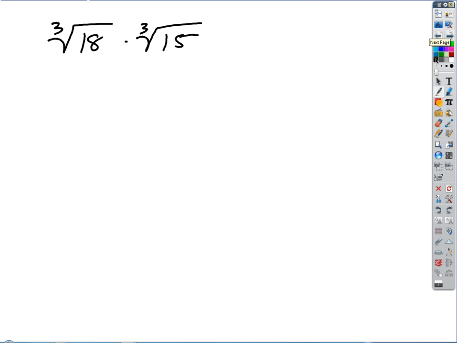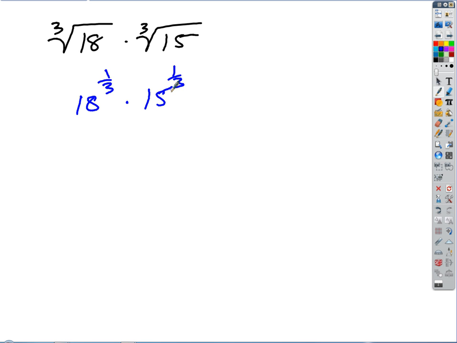Okay, what about this one? Now, before you jump into this, take a second and think about it. I've got several options, but let's try to pick the best one. What do you think? You could make them into 18 to the 1/3 times 15 to the 1/3. Okay, that's a good idea. Let's keep these separate. If I've got 18 to the 1/3 times 15 to the 1/3, those are like exponents, which really just correspond to roots, doesn't it?